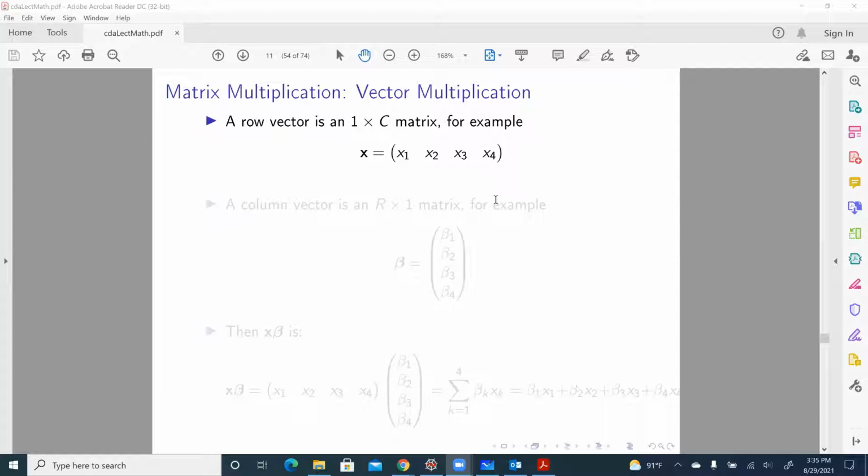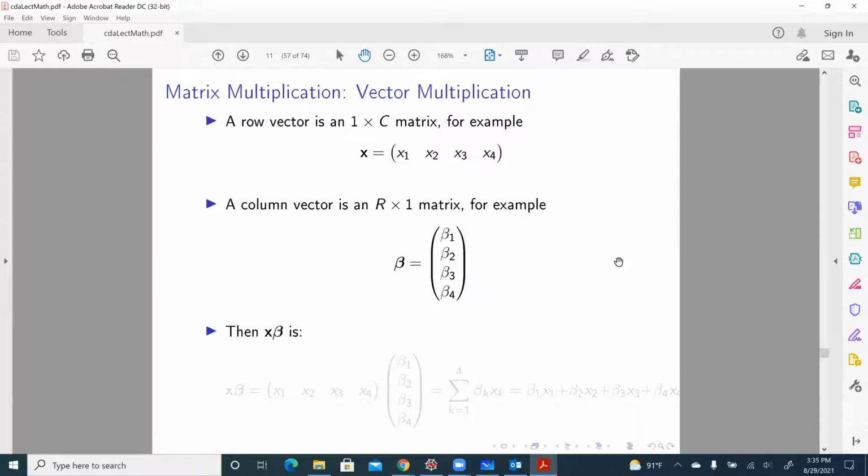Now we have a column vector, beta, let's say R by 1. And that means we have R rows and one column, okay? So X is a single row matrix, and the beta here is a single column matrix, and beta 1, beta 2, and beta 3. How about multiplying X by beta?